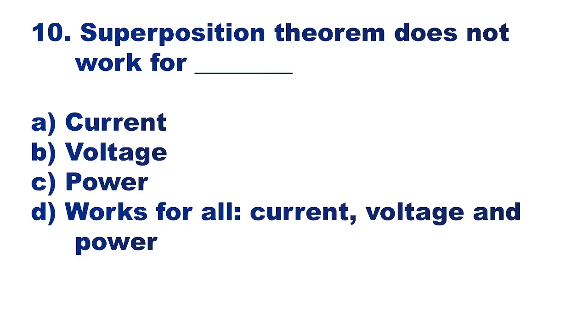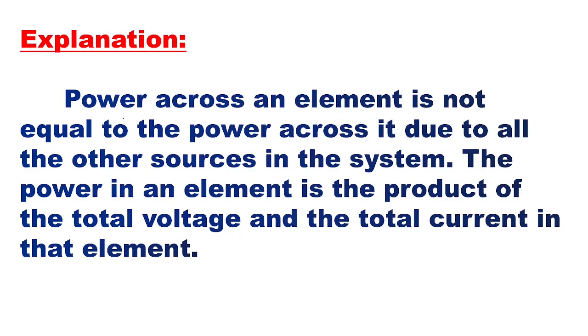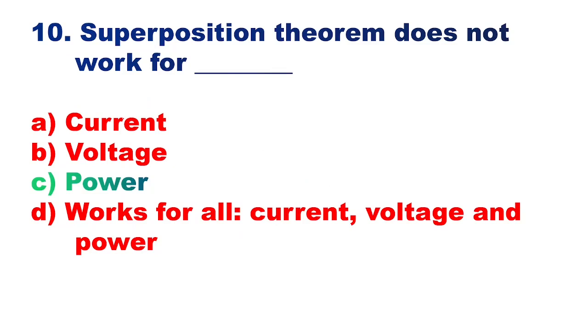Superposition theorem does not work for, the options are current, voltage, power. Option D is works for all current, voltage and power. So here the answer is power. The explanation is that power across an element is not equal to the power across it due to all other sources in the system. The power in an element is the product of the total voltage and the total current in that element. That is why superposition theorem does not work for power. So option C is the right answer, that is power.